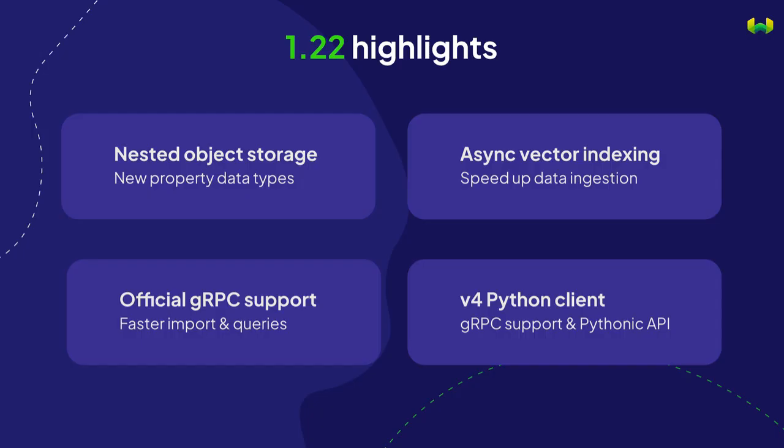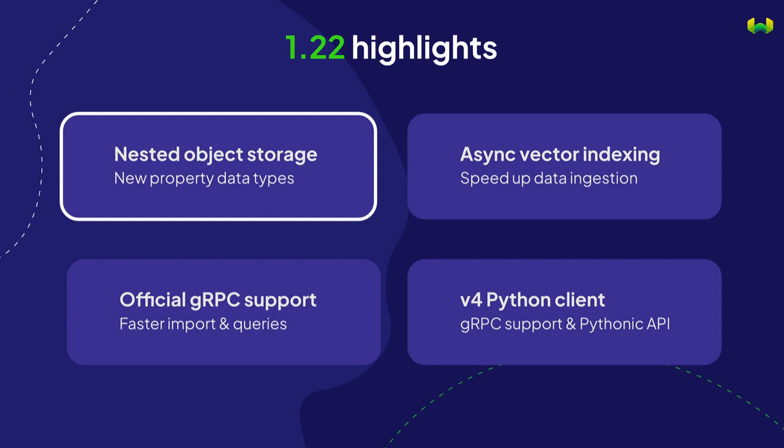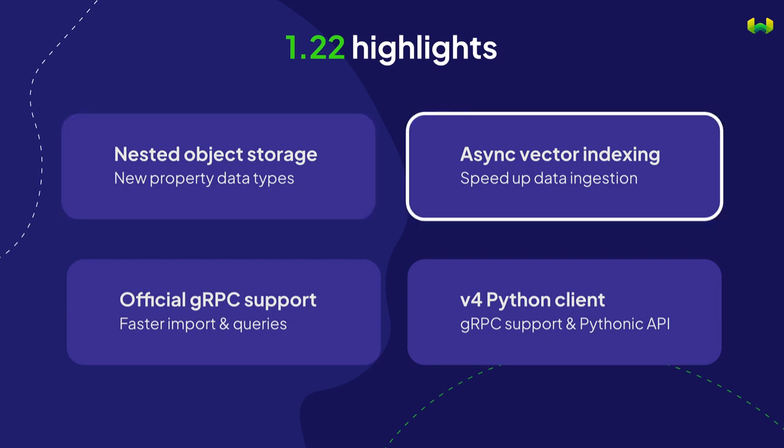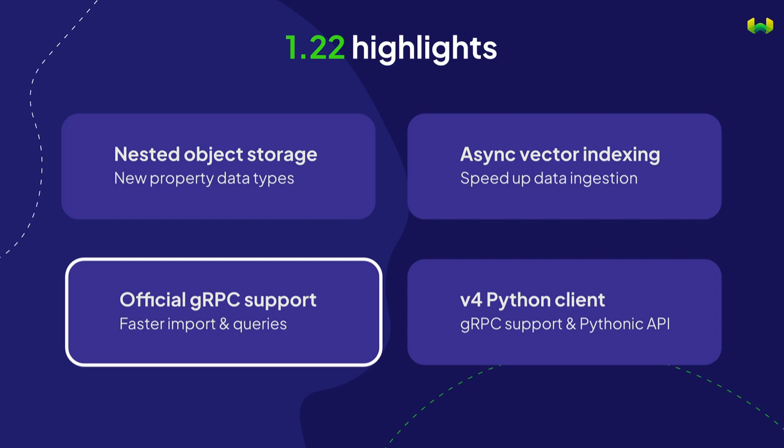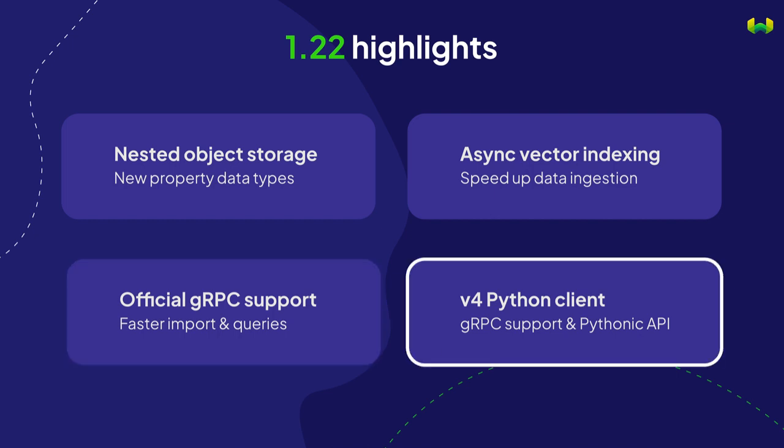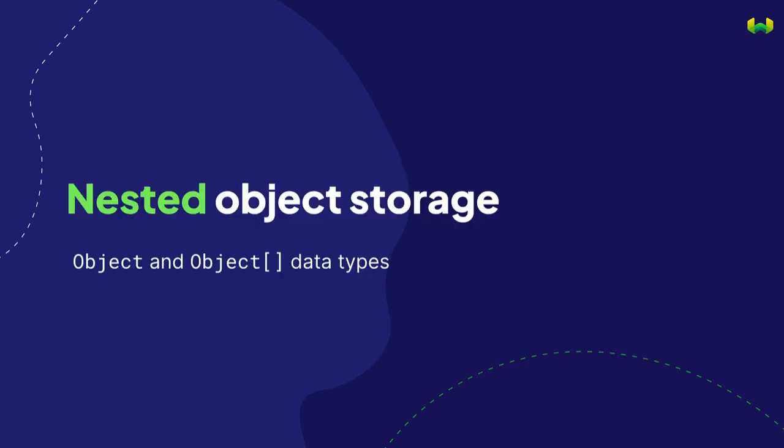1.22 adds the ability to store nested objects and introduces asynchronous vector indexing. Also, the gRPC support is now official. And a beta of the brand new v4 Python client has been released, which is very exciting. There's a lot of great stuff here, so let's get into the details, starting with the nested object storage.